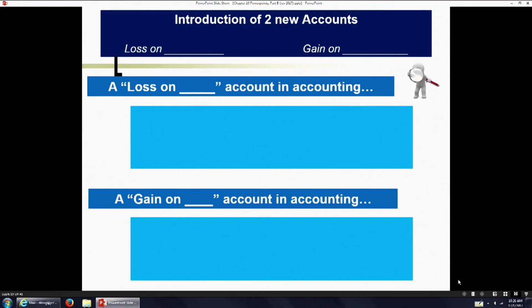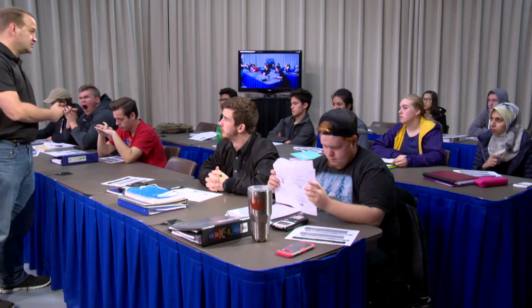Okay. All right, let me switch gears a little bit. What we're going to talk about now is how do you account for fixed assets when you have to dispose of them? Now you could dispose of assets by selling them and maybe getting some cash. Sometimes you actually have to pay cash out to dispose of an asset.